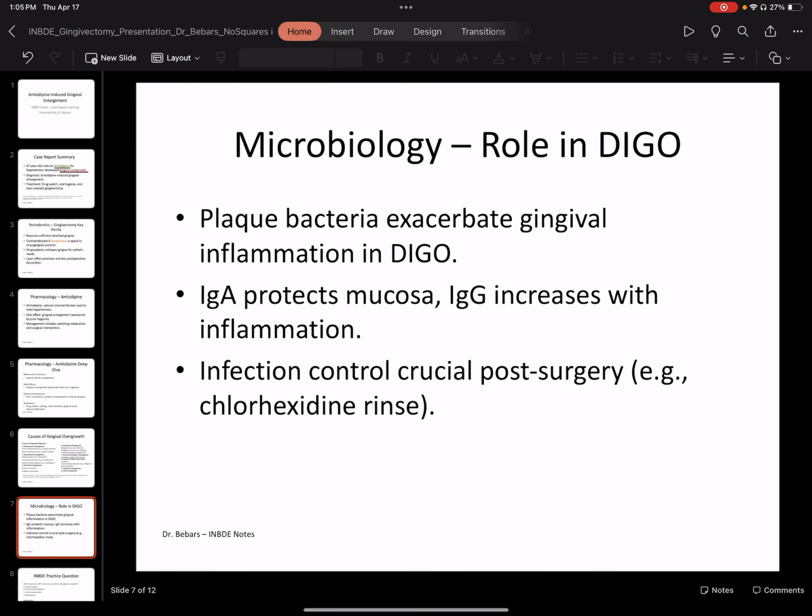From a microbiology perspective, black bacteria is the main irritant in the gingival inflammation of the drug-induced gingival overgrowth. That's why we do the oral hygiene routine and the gingivectomy. IgA protects our oral mucosa. IgG increases with the inflammation.